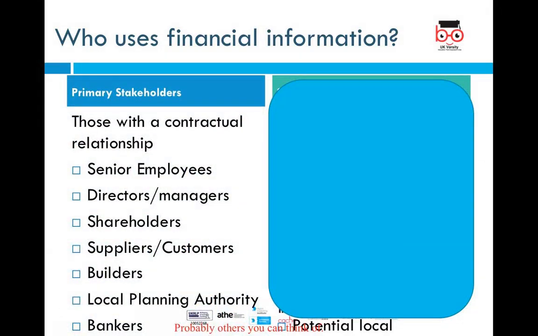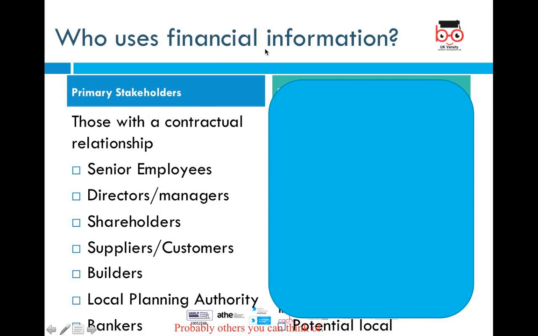If you see, there are two types of stakeholders in our business environment. There are the primary stakeholders who have a direct relationship with the business. For example, all the employees, directors, shareholders, suppliers, customers, builders, local planning authority, bankers. These are all the primary stakeholders because they have obligations and an agreement with the business, a contractual relationship. That's the primary stakeholder. They need the financial information.